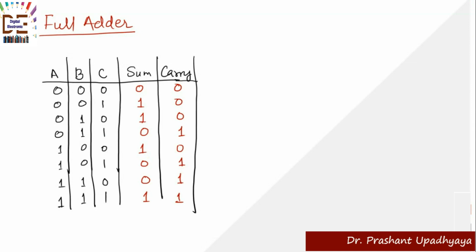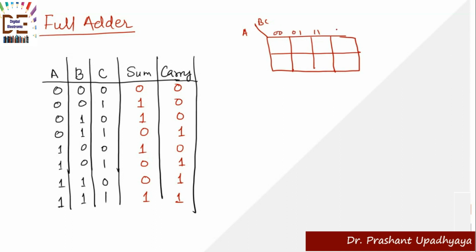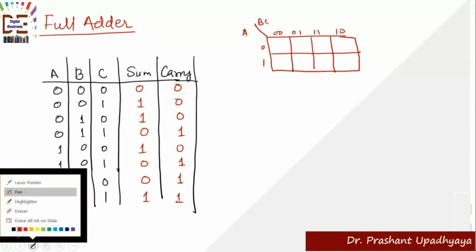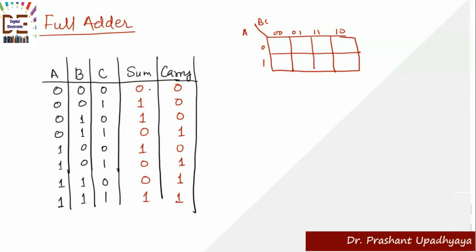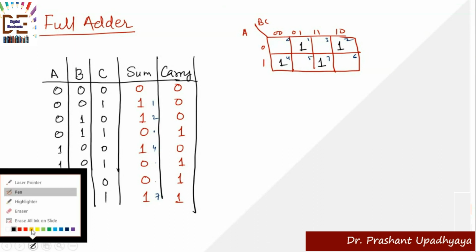Now what will we do? We are going to design the K-map of it. This is A, B, C, which means a 3-variable K-map. So let's say this is my A, B, C, with 00, 01, 11, 10 and 0, 1. Where is my 1 present? Numbering the cells 0, 1, 2, 3, 4, 5, 6, 7, my 1 is present at 1, 2, 4, 7.